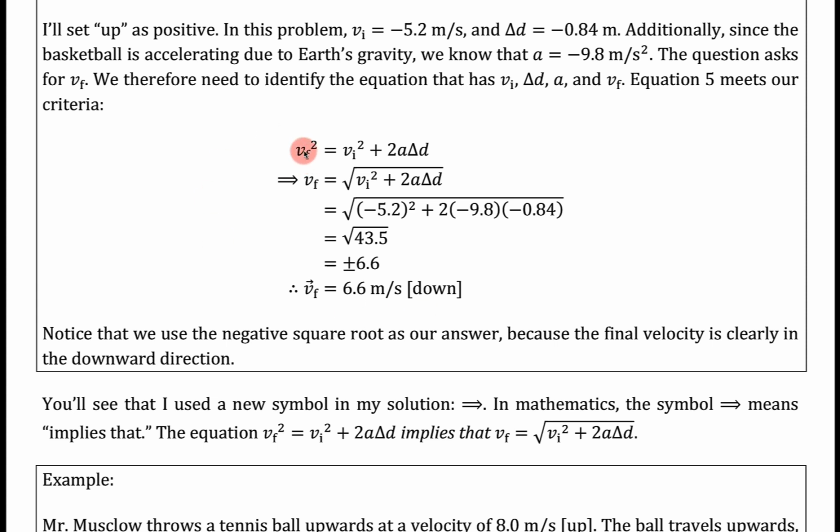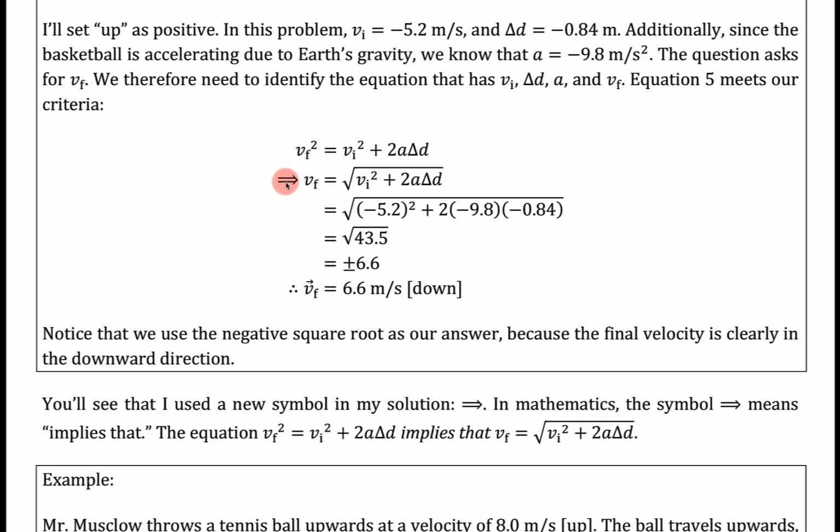Now you'll notice that this solution has a new symbol that we haven't seen yet in this course. This arrow in mathematics means "implies that." So basically what I've written here is that the equation VF squared equals VI squared plus 2A delta D implies that VF equals the square root of VI squared plus 2A delta D, rather.